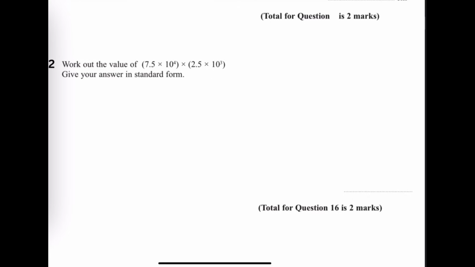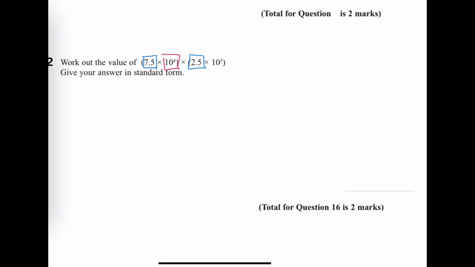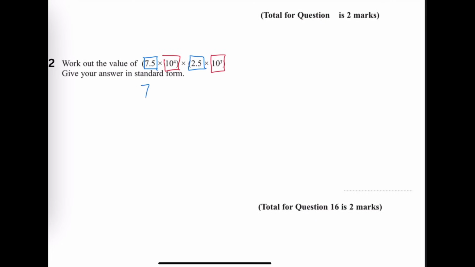Question 2, work out the value of 7.5 times 10 to the power of 4 times 2.5 times 10 to the power of 3. With standard form, when we do our calculations, we times the first numbers together, and then we do the index, the 10 to the power of whatever number, by itself. So if we start with 7.5 times 2.5, we get 18.75.